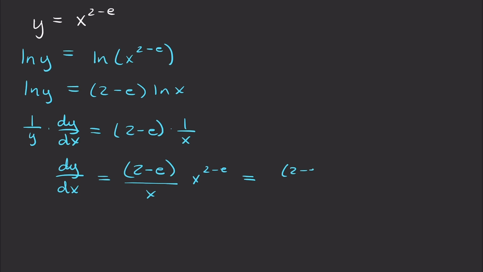Or you can write this as 2 minus e, keep our number out front, and we can break up this exponent as x squared times x to the minus e all over x. And so that's going to lead to one of these x's canceling, and we're left with 2 minus e times x to the 1 minus e. So we have x to the 1 times x to the minus e. We can bring those together as x raised to the 1 minus e.